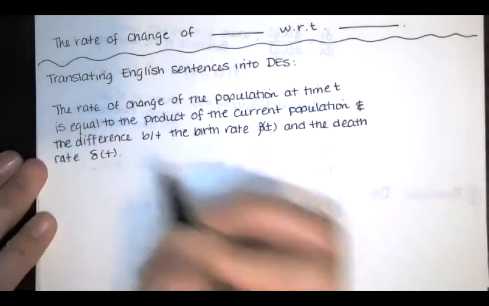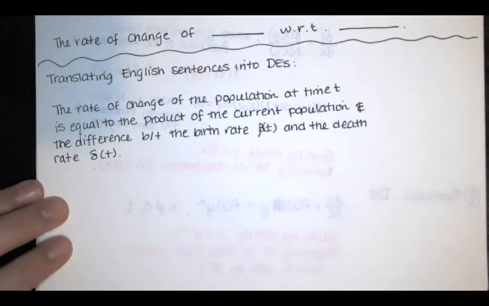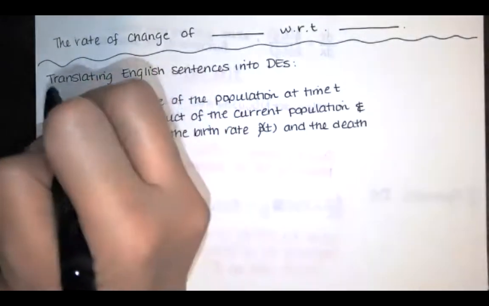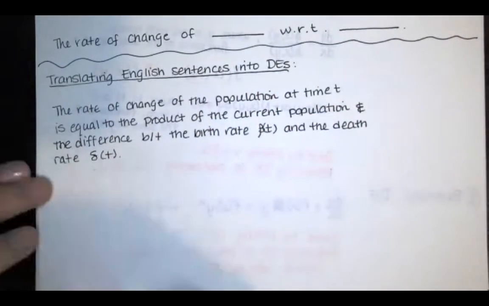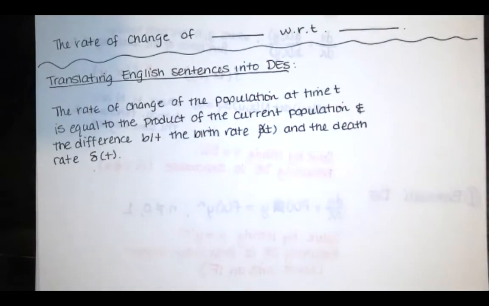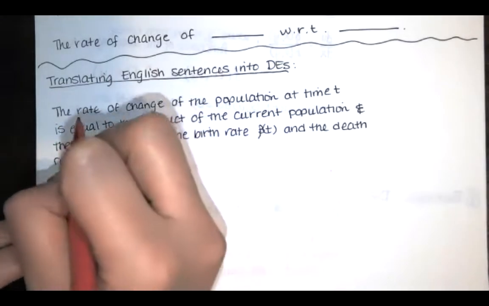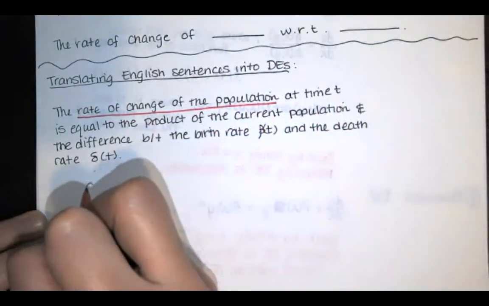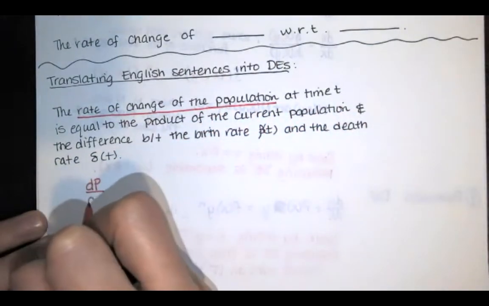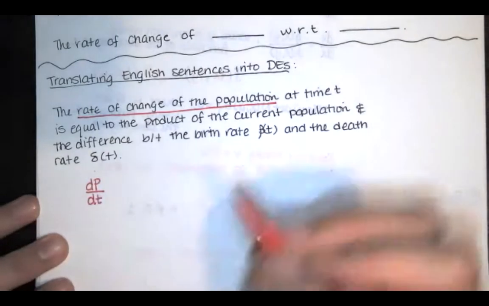Delta of t. Well, in order to translate this, just being very careful, I'm taking each part of the sentence one piece at a time, and then I'm using that to write down the differential equation. So first it says the rate of change of the population at time t. So I will assume that that's change in population with respect to time.